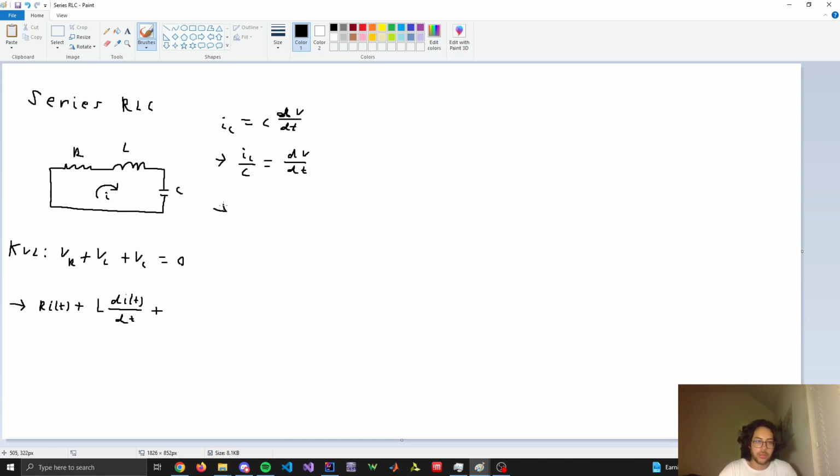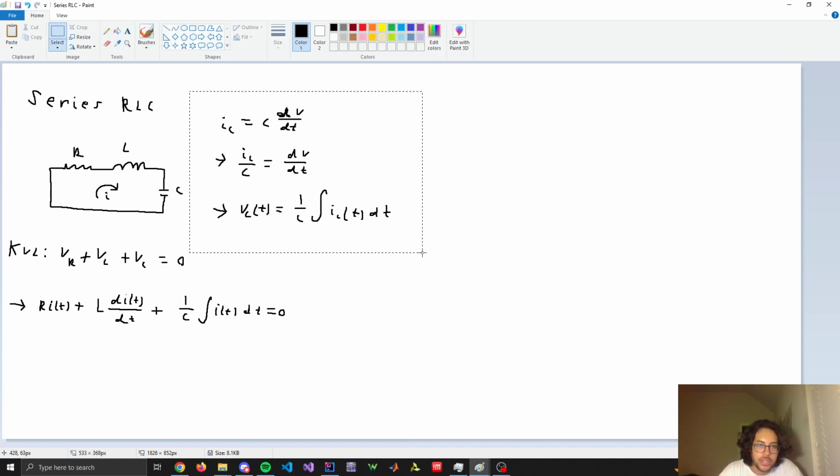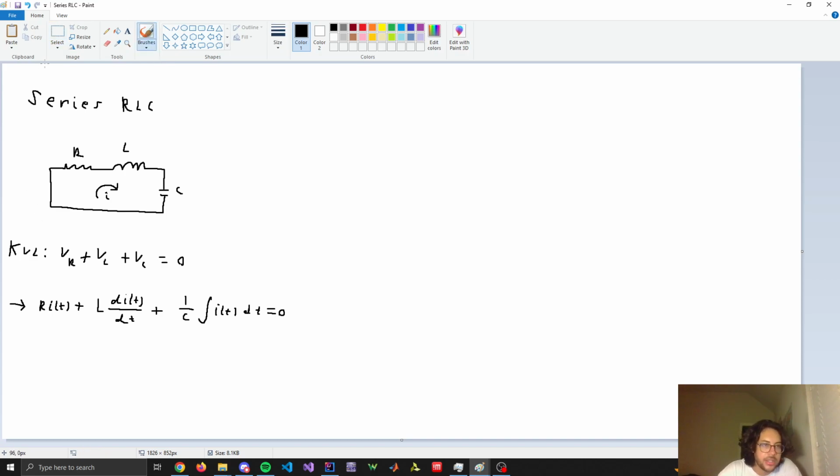But using separation of variables, Vc of t is going to be 1 over C times the integral of the current to the capacitor, like this. So I'll go ahead and replace that. That's going to be 1 over C times the integral of i of t times dt, and this all equals 0. So now we've almost arrived at our differential equation. I'll just go ahead and take the time derivative of the whole equation to get rid of that integral.